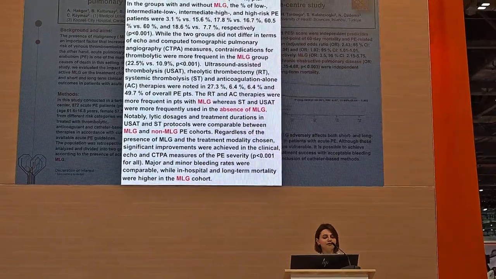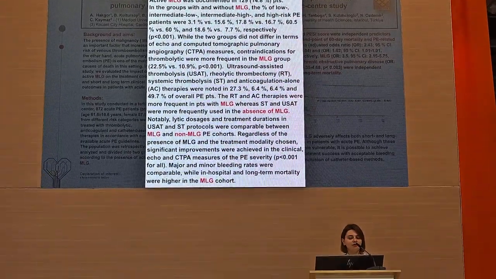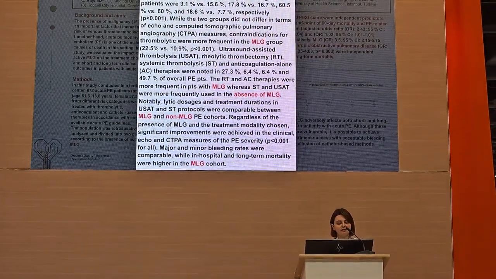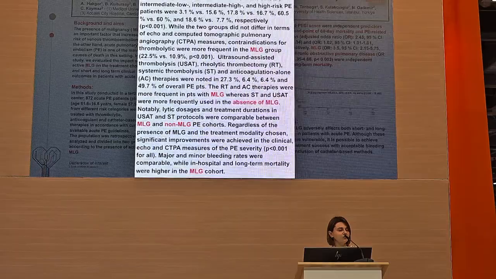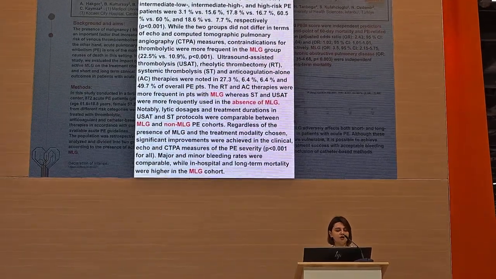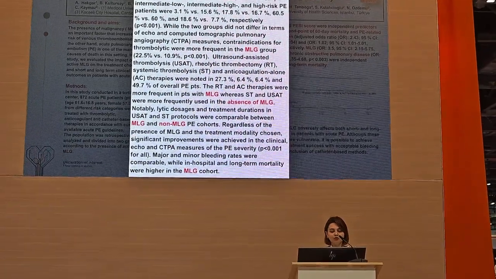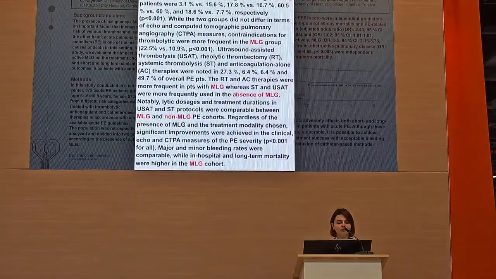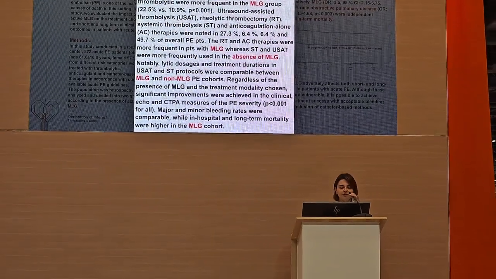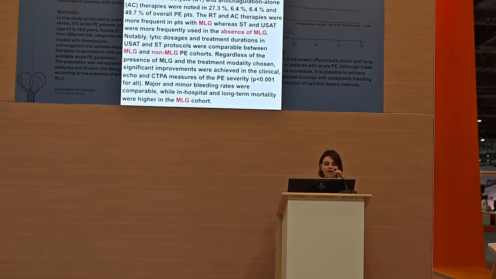In the groups with or without malignancy, the low, intermediate-low, intermediate-high, and high risk patients were in percents as you see. Intermediate-high and high risk PE patients were more common in the malignancy group, while the two groups did not differ in terms of echo and computed tomographic pulmonary angiography measures. Contraindications for thrombolytic were more frequent in the malignancy group.